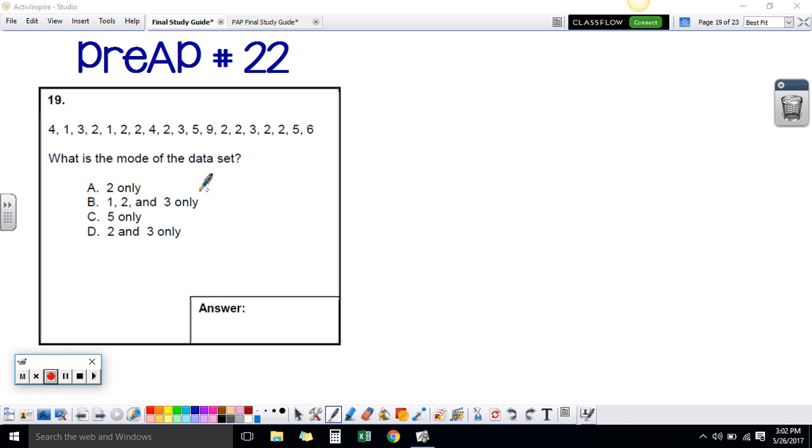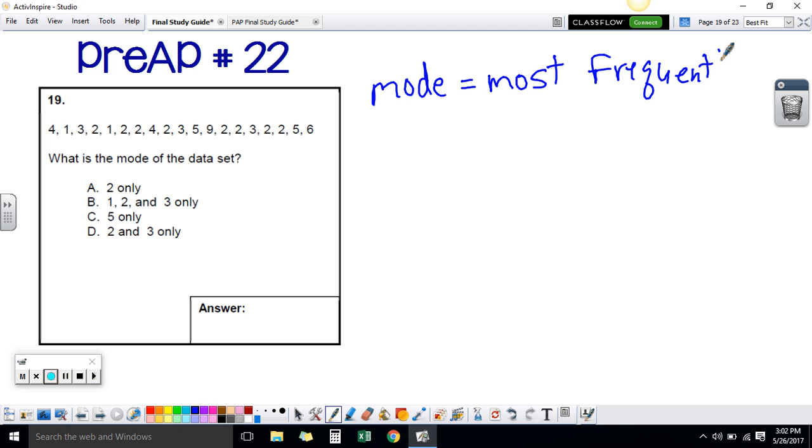Okay, number 19 says, what is the mode of the data set? Okay, remember, mode means the number or numbers that occur most frequently, or the most. And on this one, I'm actually going to use my answer choices to help me along, okay? So it says A, 2 only. So what I'm going to do is I'm going to count how many 2's I've got. Okay, I've got 1, 2, 3, 4, 5, 6, 7, 8 2's.